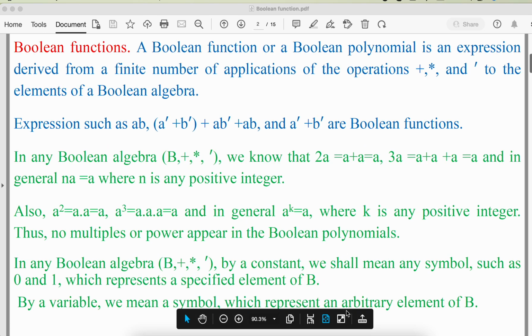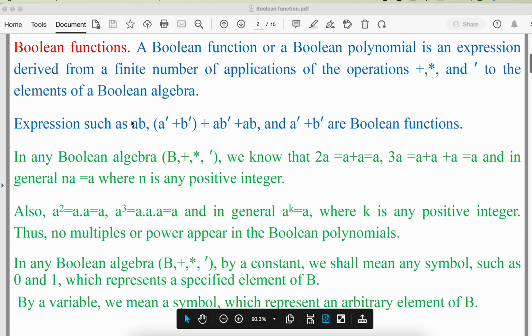So what is a Boolean function? A Boolean function is an expression derived from a finite number of applications of the operations addition, multiplication and complementation to the elements of Boolean algebra. This is also called a Boolean polynomial.